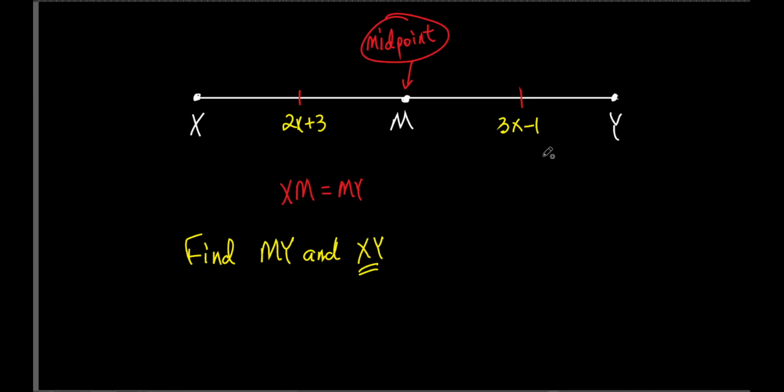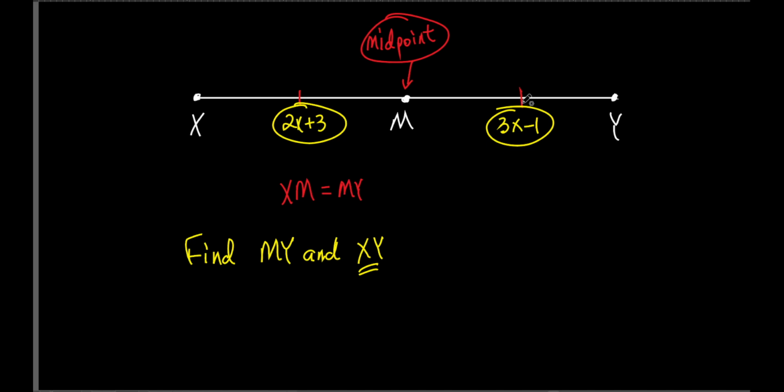What could we do to set up a little algebra equation like we did on the last problem? Do I add them up? Do I go 2x plus 3 plus 3x minus 1 equals something? Why would I not do that? Because I don't know the what? I don't know the total length. That's right. I'm not told the total length. I don't know what it is. But I do know what about this and this? That they are what to each other? They're equal to each other.